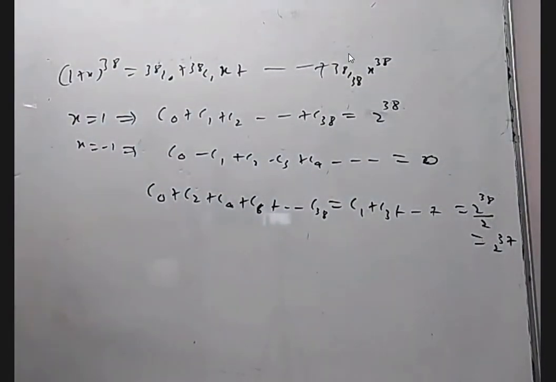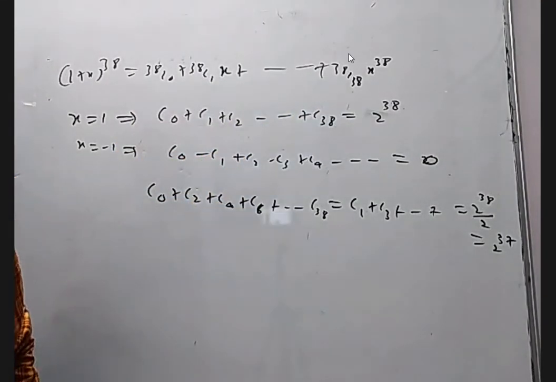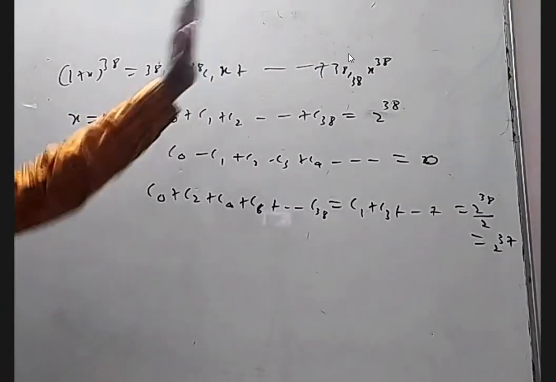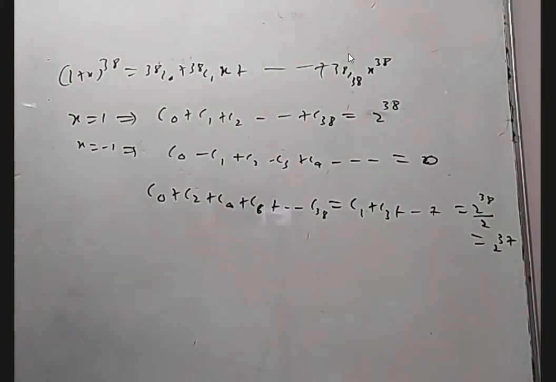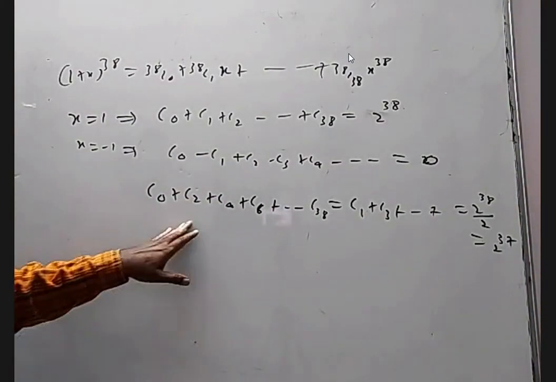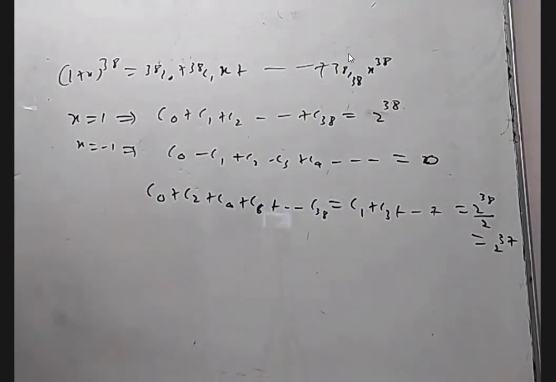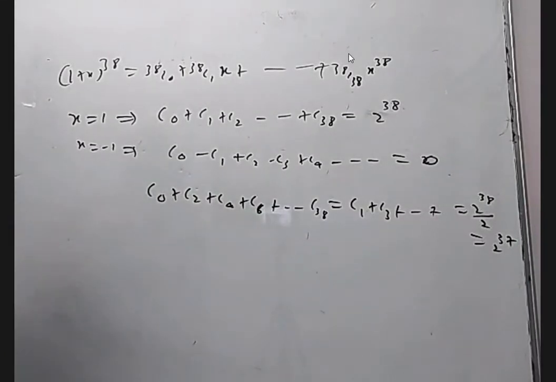This is a total of 39 terms, right? Yes. In that, 19 are odd terms, that is this. Or these are 19 terms and these are 18 terms. These should be 19 terms, these should be 18 terms, right?